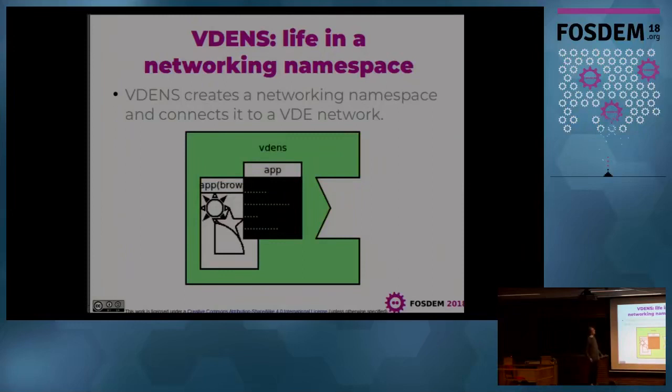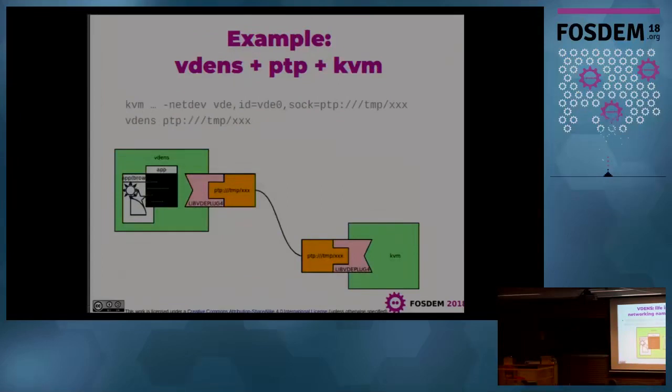VDNS and networking namespace. Instead of running an entire virtual machine, or instead of fiddling with a lot of commands, there is a very simple way to create a networking namespace where you can run your application. So you have the same kind of insulation from the networking point of view that you had with a virtual machine, but it's just networking insulation, and it's very light. You can have this VDNS with just one socket, and for example, you can create a networking environment to connect your application to a virtual machine of yours using point-to-point communication.